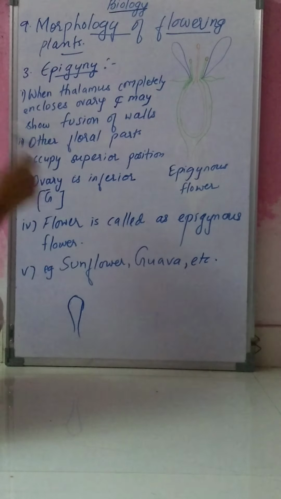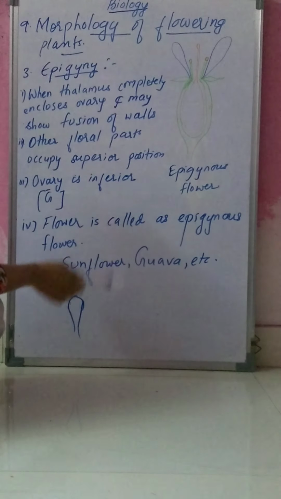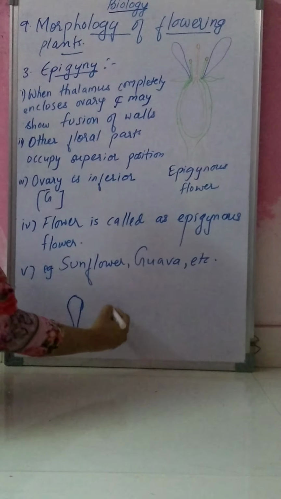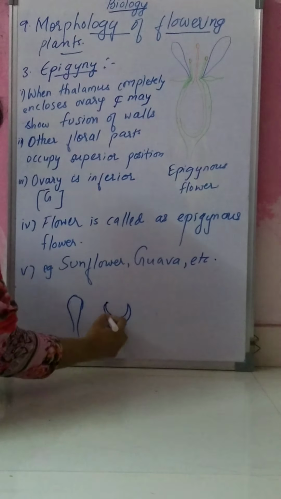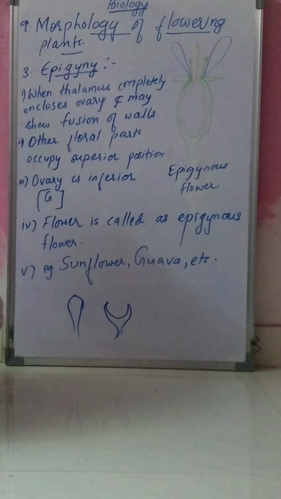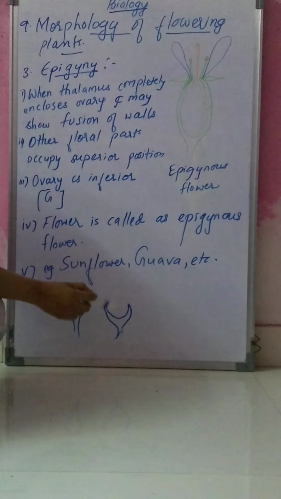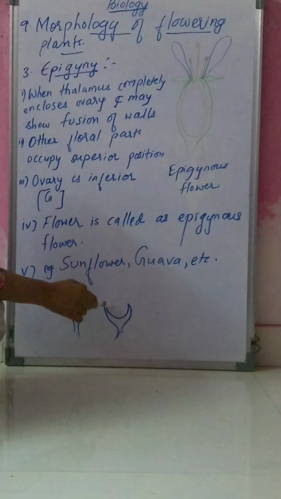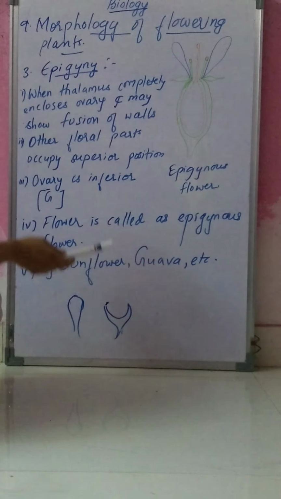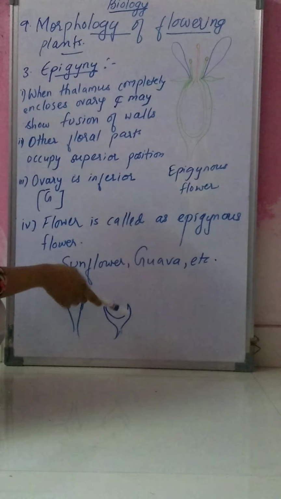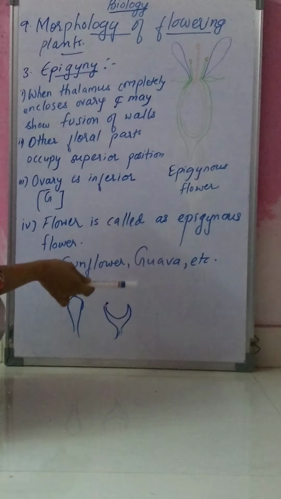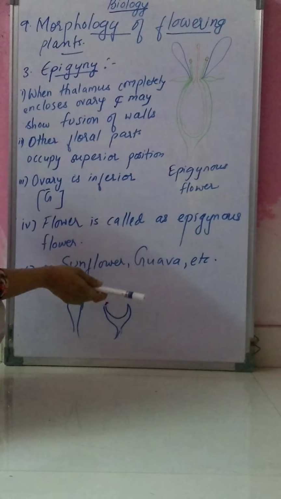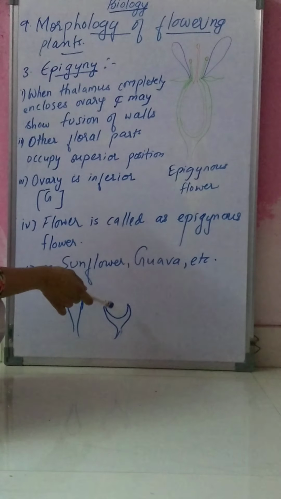Then perigyny. In perigyny we have seen the shape of the thalamus is cup or saucer shape. Because of this cup or saucer shaped thalamus, the ovary and the other floral whorls occupy almost the same position. So the ovary is semi-superior or semi-inferior, and the flower is known as a perigynous flower. Examples are rose, pea, bean, etc.